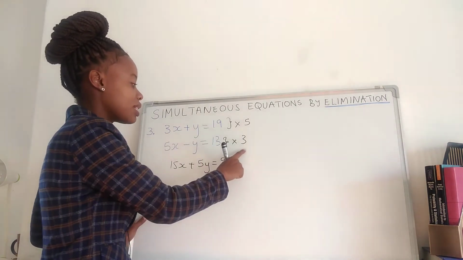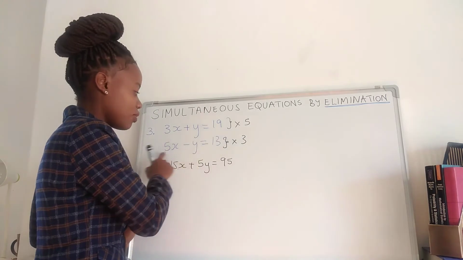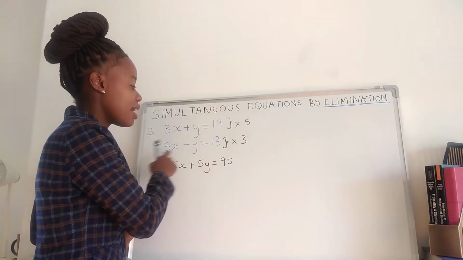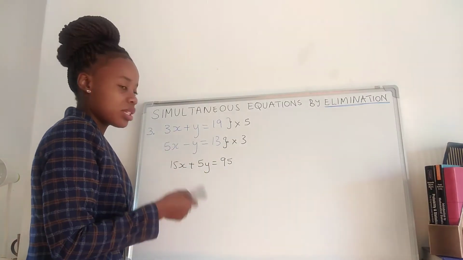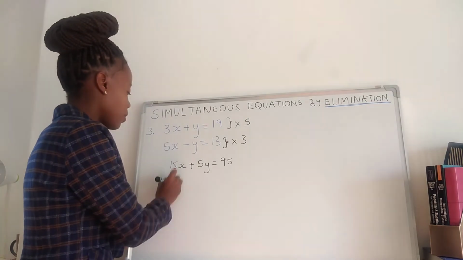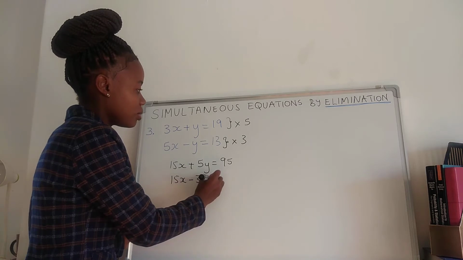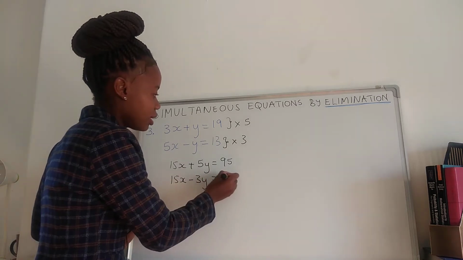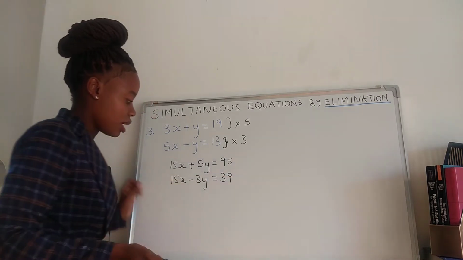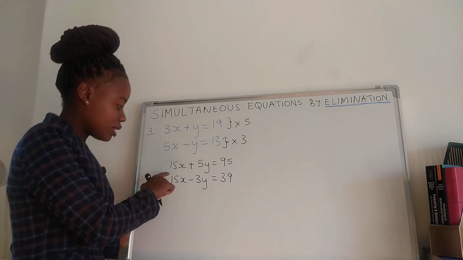Okay, now we're going to multiply by 3 everything here. We're going to multiply everything in the second equation by 3. So we're going to have 15x minus 3y equals 39.